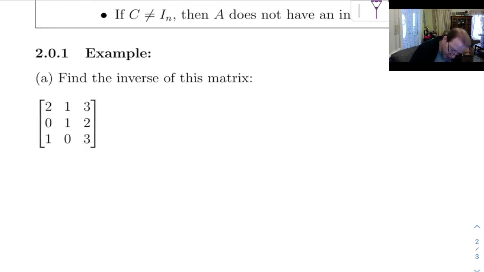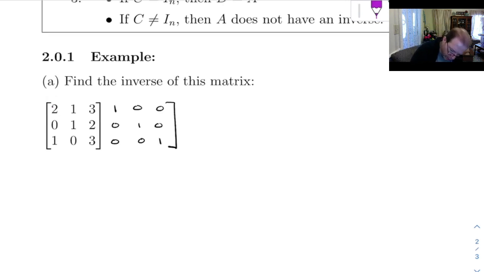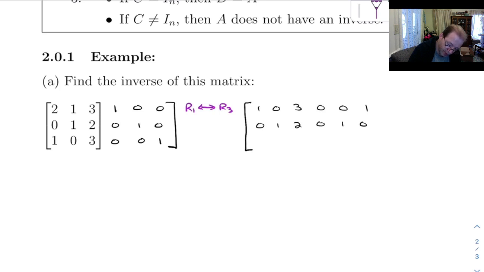Okay, first thing I'm going to do is put the identity matrix next to it, and rather than recopy it, I'm just going to slap it on the side here. So let's do that, and then we'll swap rows 1 and 3. And that will give us a 1 in the upper left position. So we get 1, 0, 3, 0, 0, 1, 0, 1, 2, 0, 1, 0, then 2, 1, 3, 1, 0, 0.